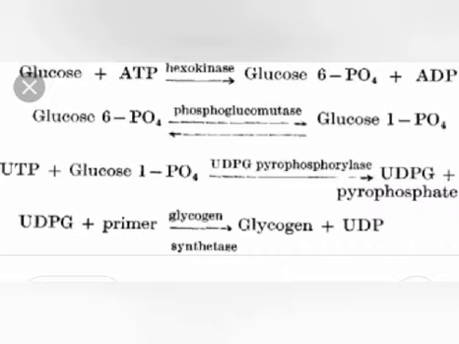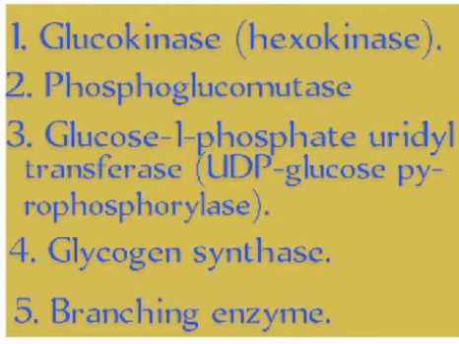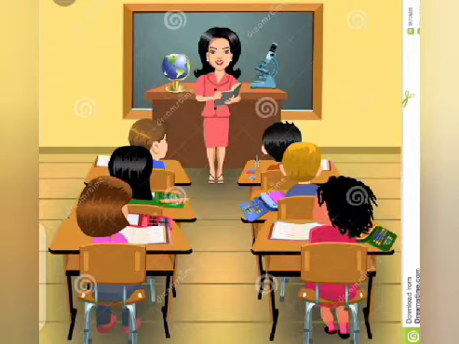The enzymes involved in the synthesis of glycogen include: 1. Glucokinase or hexokinase. 2. Phosphoglucomutase. 3. Glucose 1-phosphate uridylyltransferase, or UDP glucose pyrophosphorylase. 4. Glycogen synthase. 5. Branching enzymes, also known as amylo 1,4 to 1,6 transglycosylase.